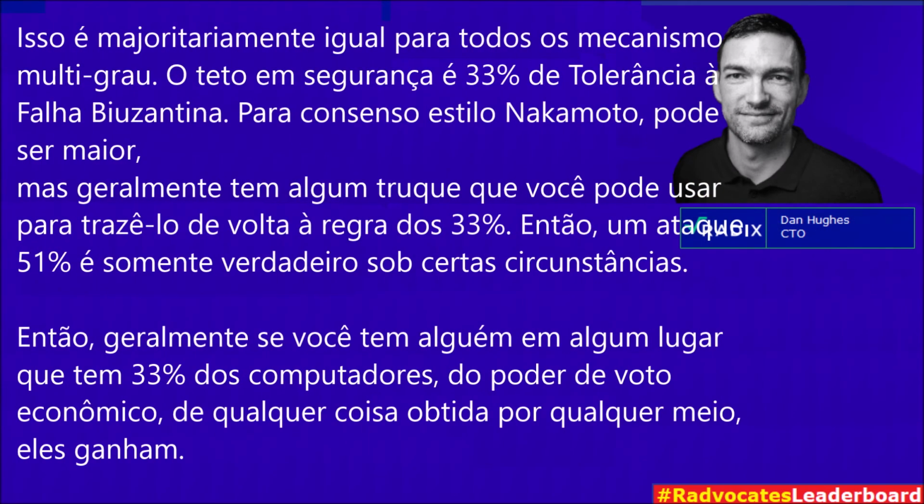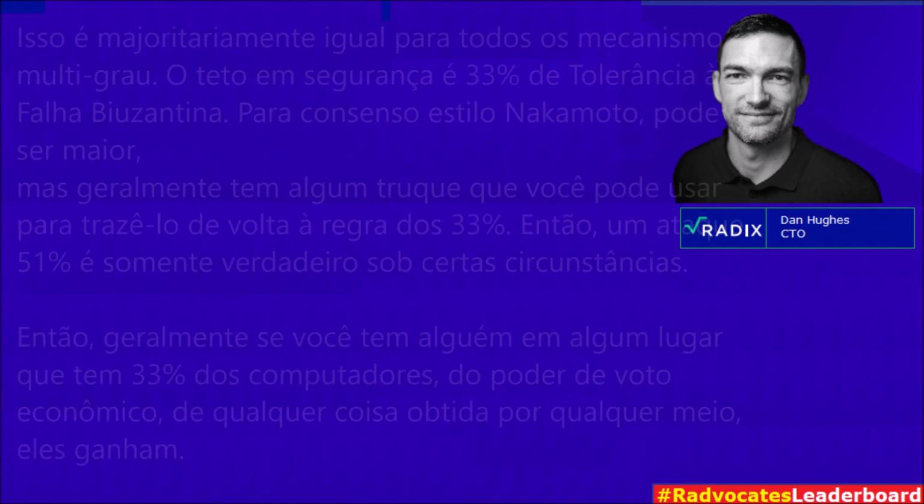And that's largely the same for all multi-decree consensus mechanisms. The upper bound on security is 33% of Byzantine tolerance. For Nakamoto-style consensus, it can be higher, but there's usually some trick you can do to bring it back down to a 33% rule. So a 51% attack is only true under certain operating conditions. Generally, if somebody owns 33% of compute, of economic votes, of anything, 33% of votes by any means, then they win.